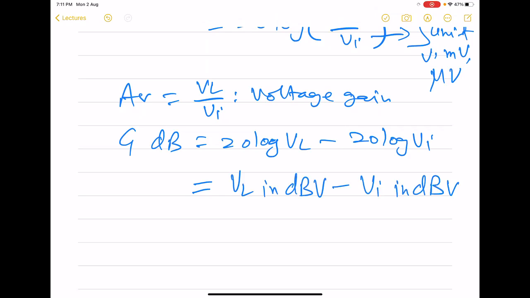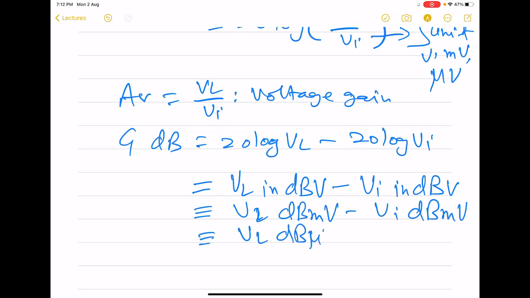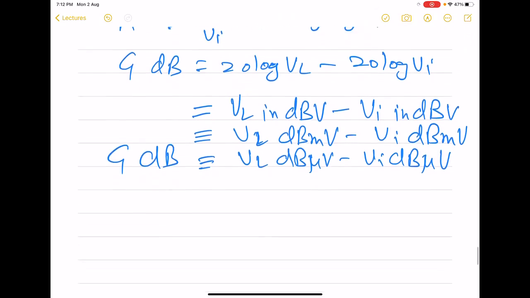So by extension, we can represent or take the load and input voltages in millivolt also, or in microvolt. So once again, we see that we take the two voltages in the same unit, do the subtraction, and what you will get is power gain in dB.